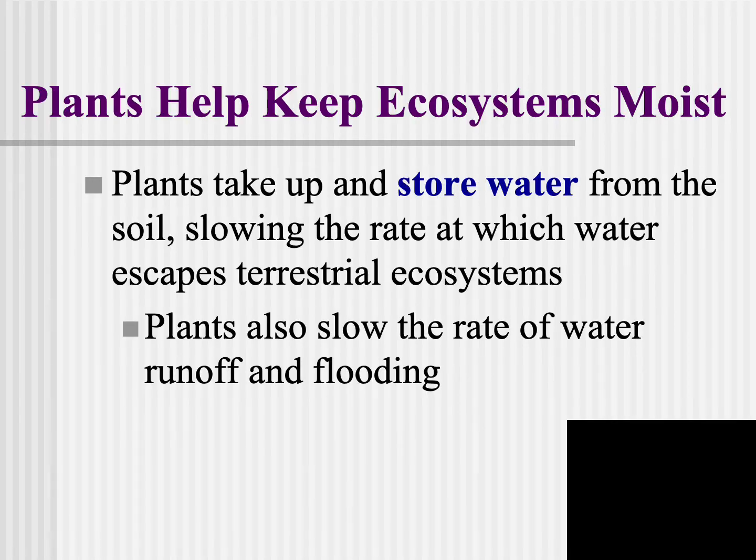Plants help to keep our ecosystem moist or humid. They can take up and store water from soil and slow the rate at which water escapes into land systems. They also can slow the rate that water runs off of land and floods ecosystems. So the more plants you have in an ecosystem, the more humid the atmosphere is, and the less chance of water runoff and flooding.